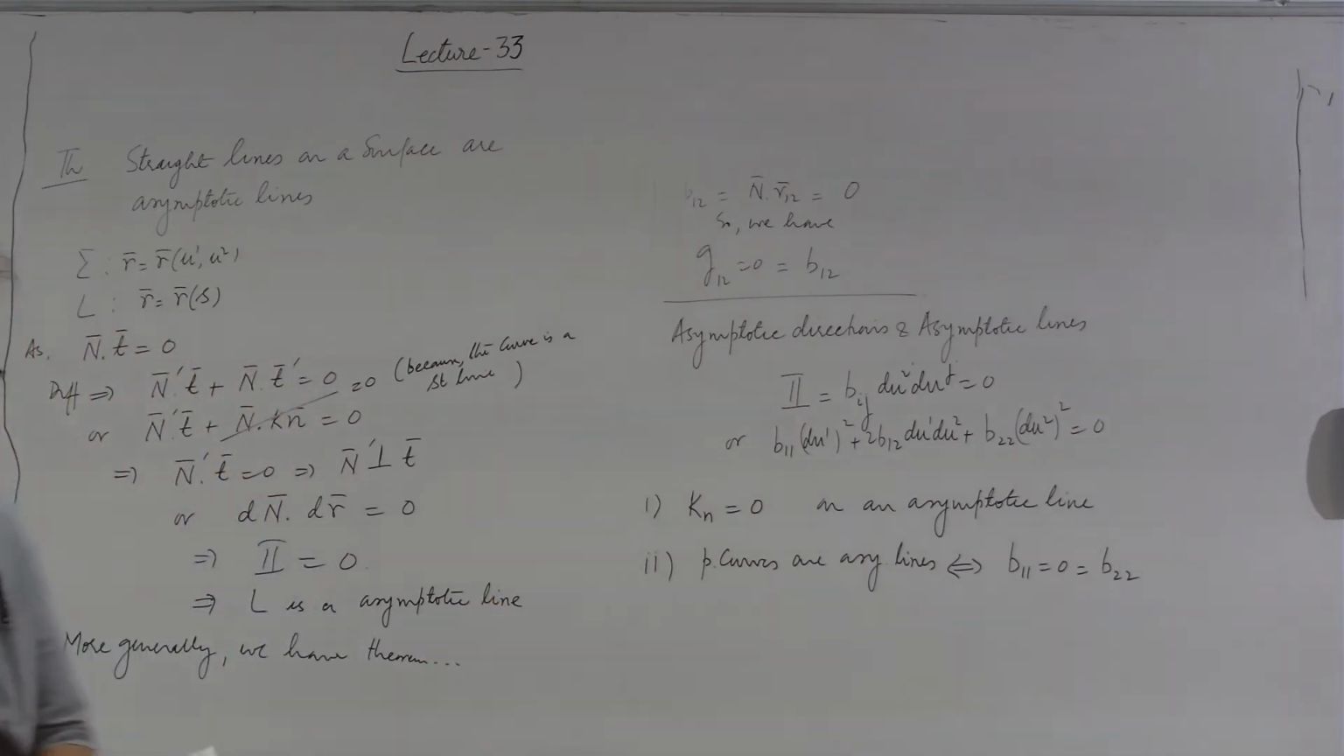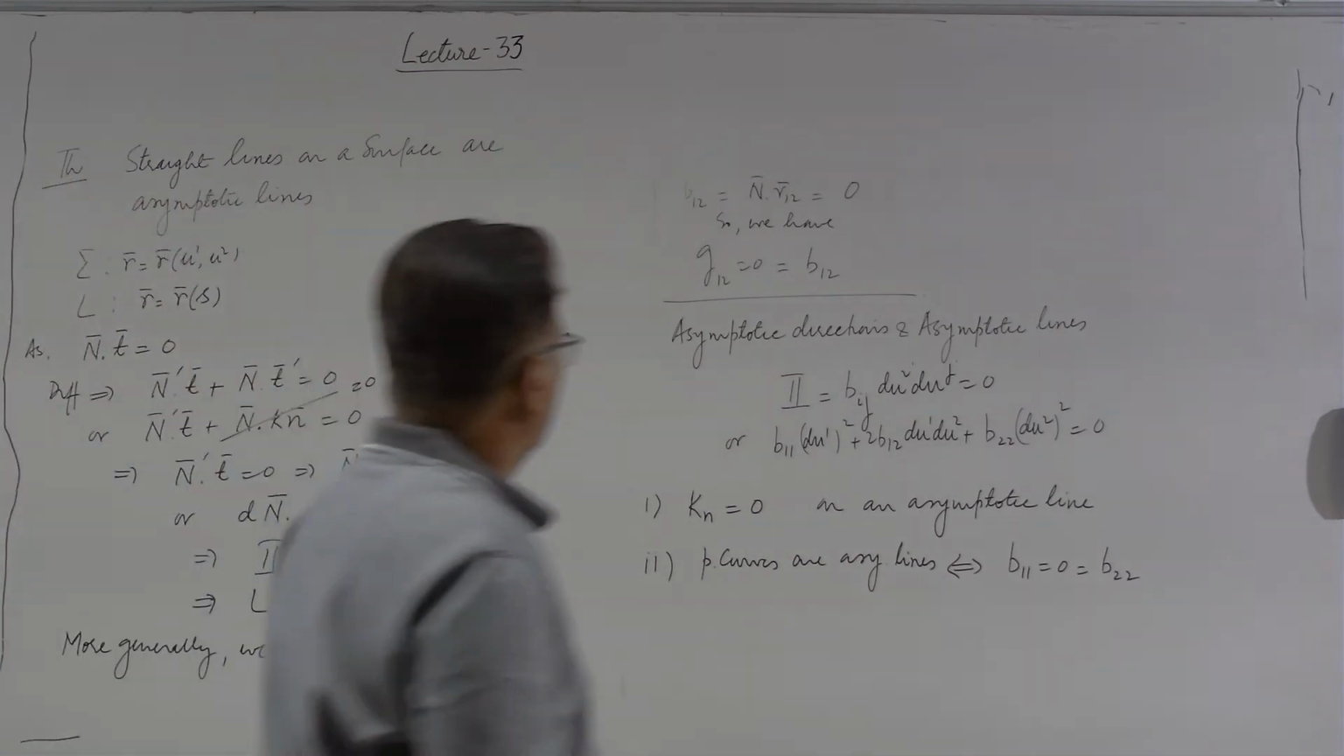All right. Okay. Next. So, we can use the result whenever on a surface you can draw a straight line, it is an asymptotic line. Yes, whenever you have a surface on which you can draw a straight line, it will always be an asymptotic line.